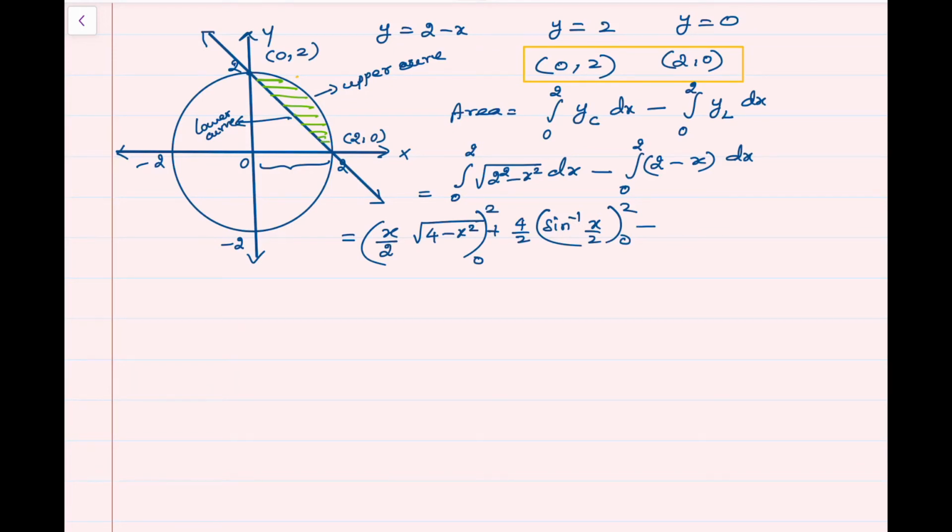Minus 2 into integral of 1 is x and the limits are 0 to 2, and do not forget to distribute this negative sign. Minus of minus is plus. Integral of x is x square divided by 2. Let us substitute the limits. Upper limit will give 0, 4 minus 4. Lower limit is 0 because you have x.